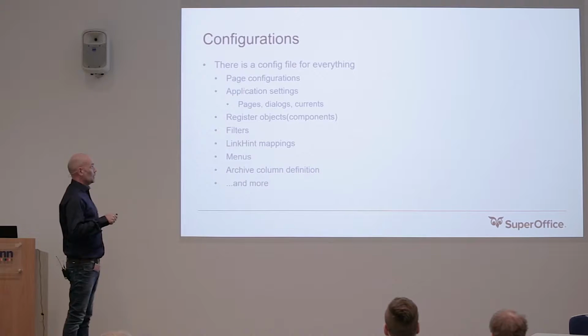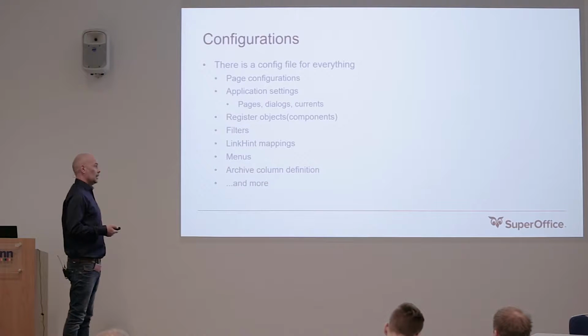in that application settings file, you will also be able to register your own JavaScript files and CSS files for your custom customizations. We have a file for registering objects, components like controls, data handlers, everything that the framework needs to discover your component. We have a file that you can add your stuff to. Same for the filters, which filters are going to run on the configuration. And we have the linkhint mappings, which is, like I said, what the archive control uses.